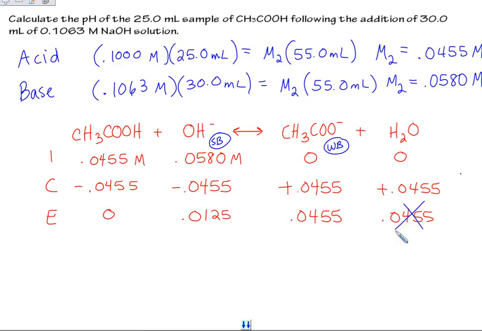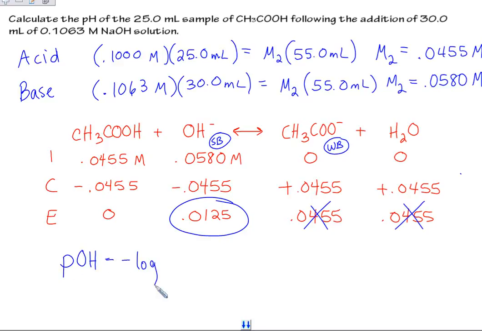Heck no. We can kind of ignore the acetate ion. Yes, the acetate ion is going to react with some hydrogen from the water, but that's going to have a lesser effect on the pH than this remaining hydroxide that's just floating around in the water. We are totally safe taking the pH of this final solution solely based on the extra hydroxide. See, I told you this one's not so bad. So we can really just do pOH right away.